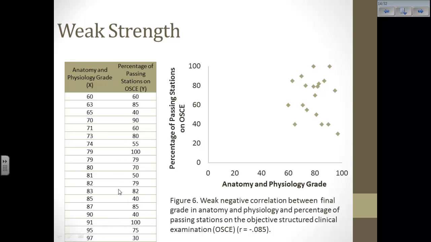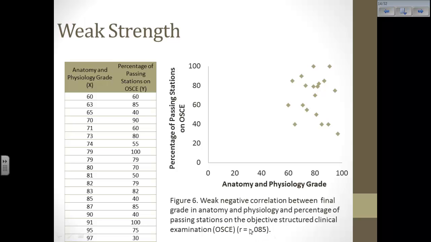So looking at the data, you see there's no clear pattern, and then when you plot it out in your scatter plot, which is a much easier way to look at strength, you can see it's all scattered. And then when you calculate the correlation coefficient for this, you'd see that it's a very small number, 0.085. So that is a weak relationship.